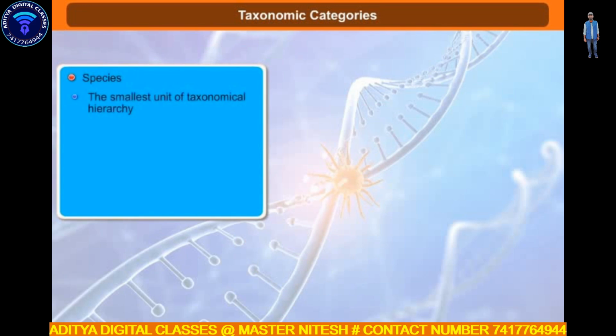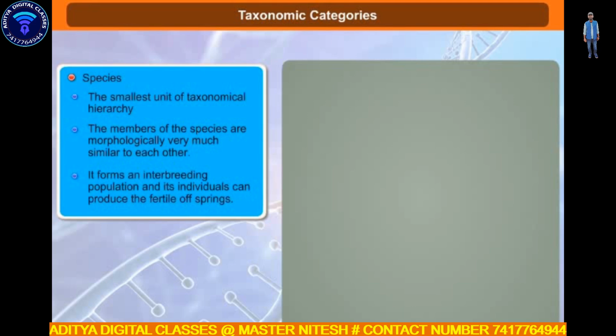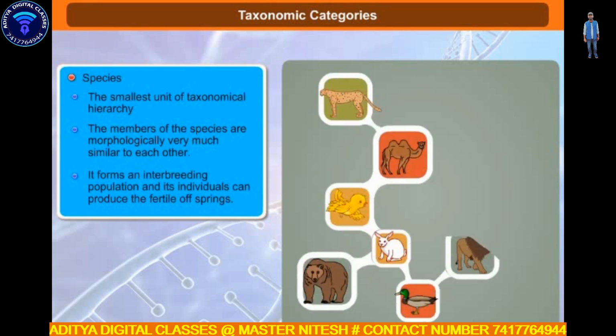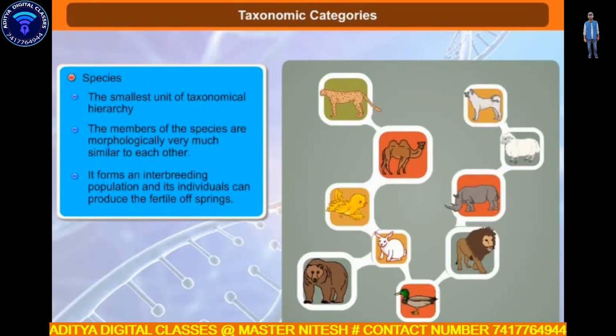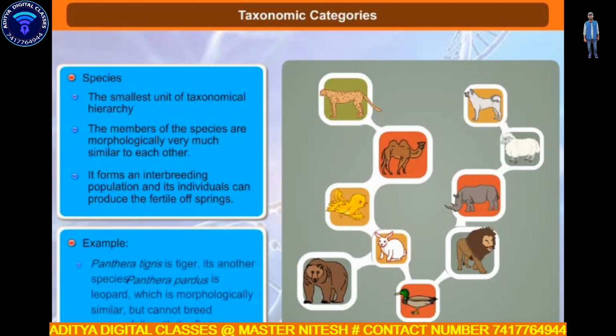Species. The smallest unit of taxonomical hierarchy. The members of the species are morphologically very much similar to each other. It forms an interbreeding population, and its individuals can produce fertile offspring. Example: Panthera tigris is a tiger. Another species, Panthera pardus, is leopard, which is morphologically similar but cannot breed successfully with the first one.